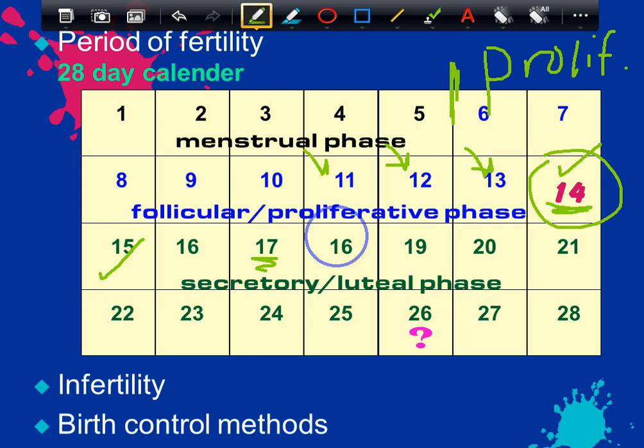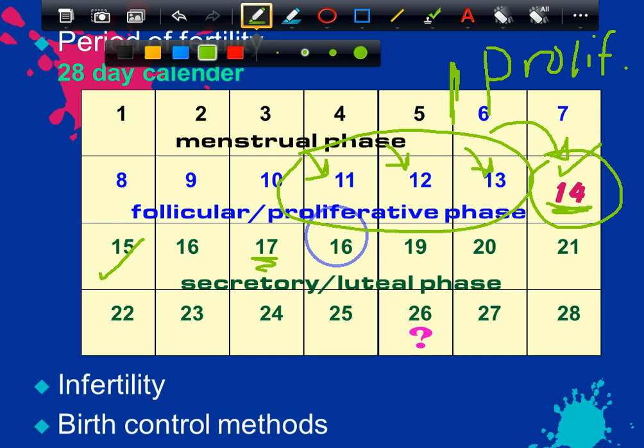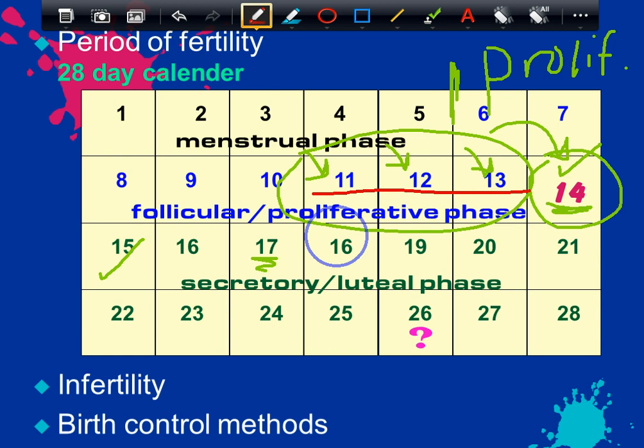Okay, let's go back another day, because here's 3 days before, and there's still going to be a bunch of them alive right over there. So, if you were trying to get pregnant, the time period when you'd want to have intercourse, let me change the color here to red, would be from the 11th, the 12th, the 13th, the 14th, the 15th, right? That's the time of greatest fertility.